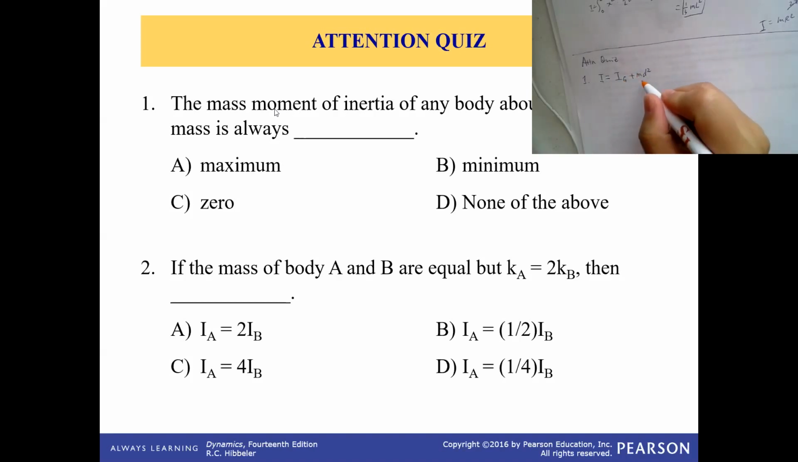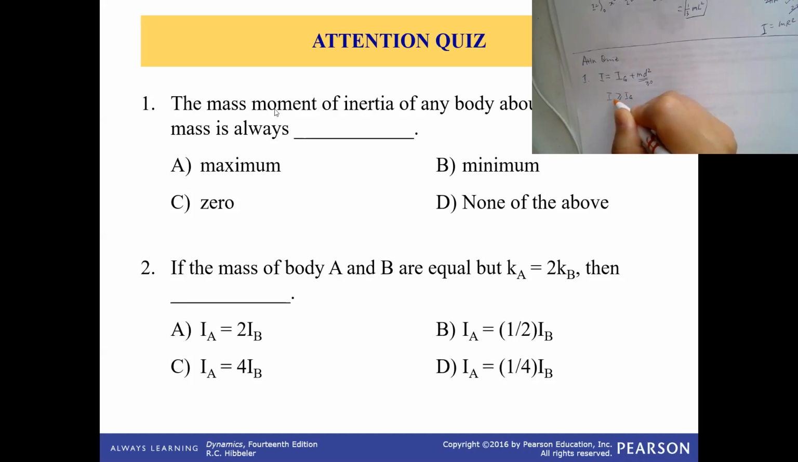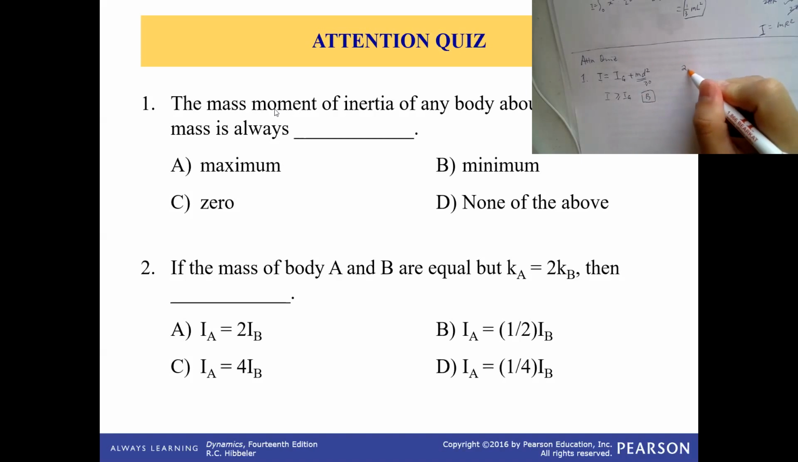You can see this term is always greater than or equal to 0. So I is always greater than or equal to the moment of inertia going through the center of the body. This will be the minimum of any of the moments of inertia. So the moment of inertia through the center of the body should be the minimum in this case. Then you would have B as your answer here.